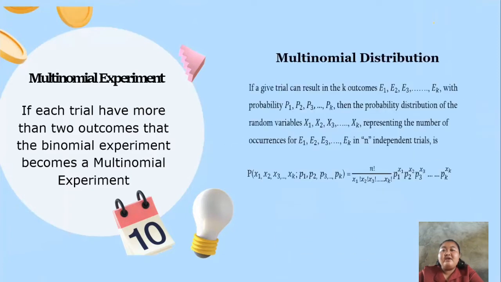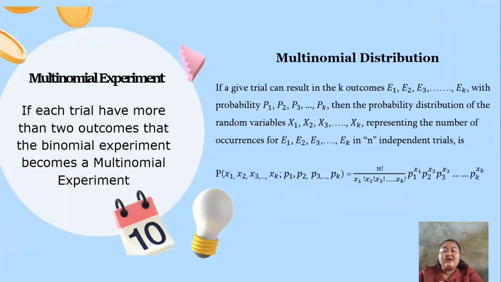Multinomial distribution. If a given trial can result in k outcomes E1, E2, E3 until Ek with probabilities p1, p2, p3 until pk, then the probability distribution of the random variables X1, X2, X3 until Xk, representing the number of occurrences of E1, E2, E3 until Ek in n independent trials, is P(x1, x2, x3 until xk; p1, p2, p3 until pk, n) equals n factorial divided by x1 factorial, x2 factorial, x3 factorial until xk factorial, times p1 to the power x1, p2 to the power x2, p3 to the power x3 until pk to the power xk, where the sum of xi from 1 to k equals n.